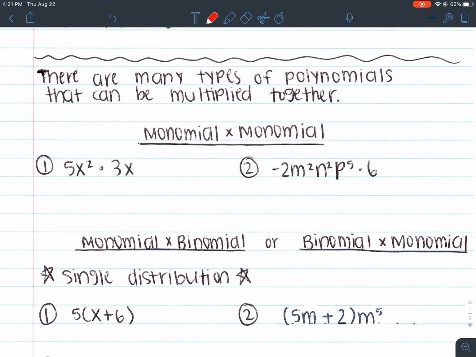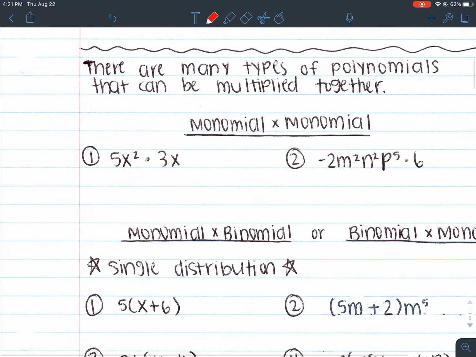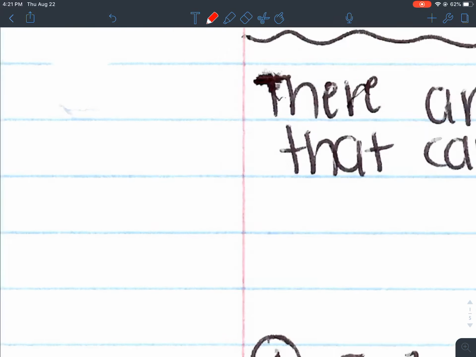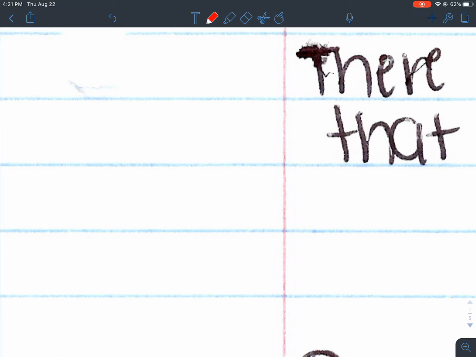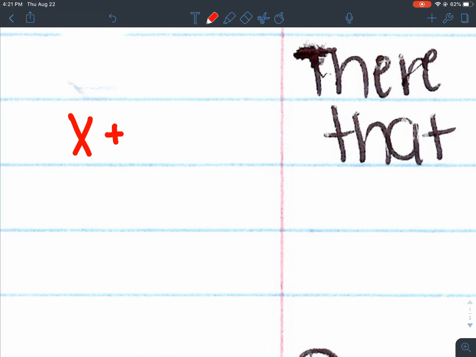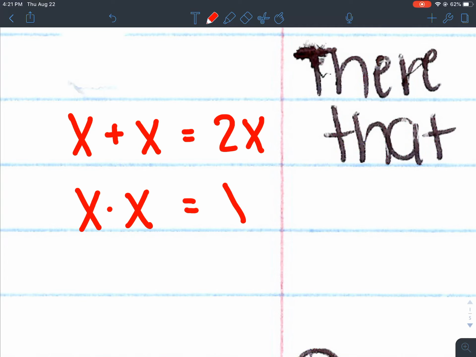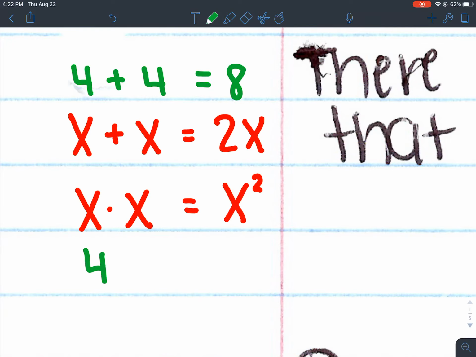The first type is if we have a monomial times another monomial. So I'm going to go over some basic review really quick before we get into actually multiplying. So x plus x is 2x, right? But x times x, like I said in the last video, is going to be x squared. Okay, so let's talk about this. X squared and 2x are not the same thing, right? Because if x is 4, 4 plus 4 equals 8. But 4 times 4 equals 16. So these are definitely not the same thing. So it does matter what you do.